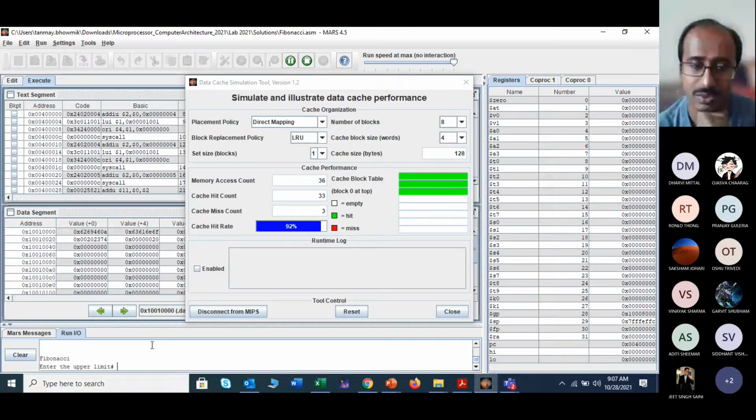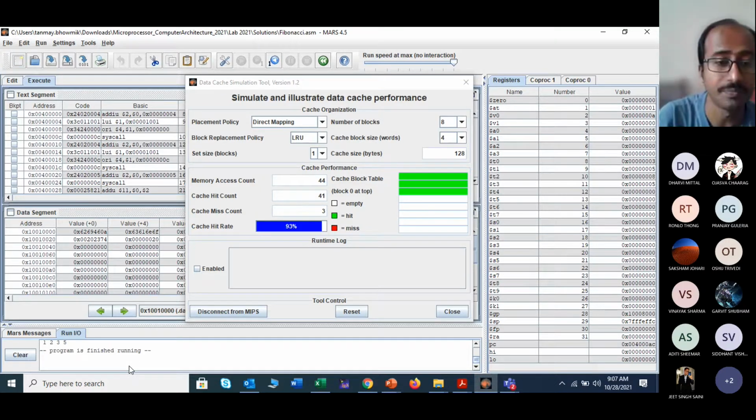Now when you put in any data, say you have written some data like 5, you can see your cache hit ratio has increased. You can see the memory access count has increased, the cache hit count has increased, and the miss count, which was 2, is now 3. So all these things you can identify more clearly if you run one step at a time.